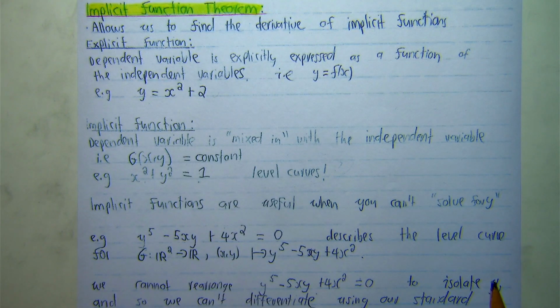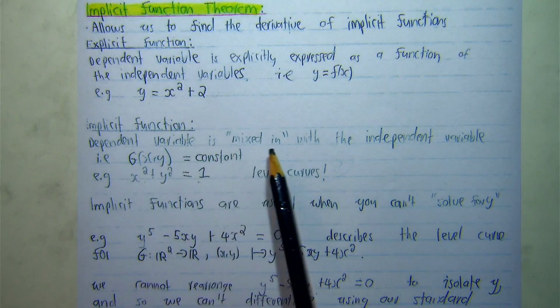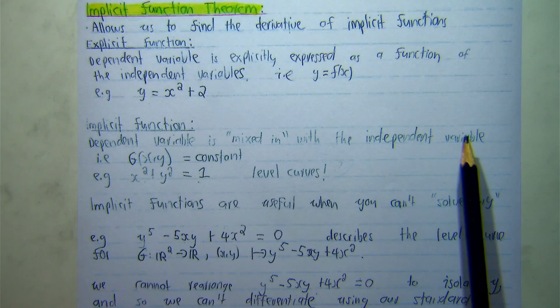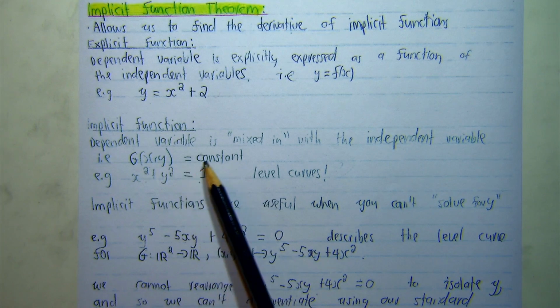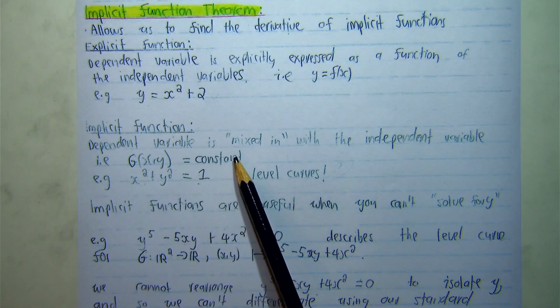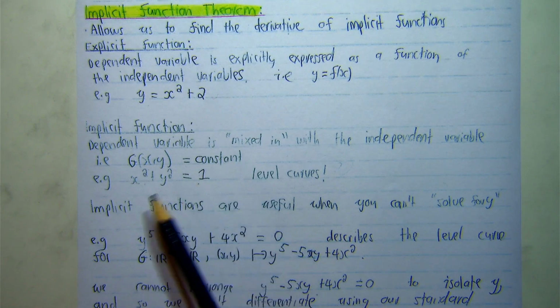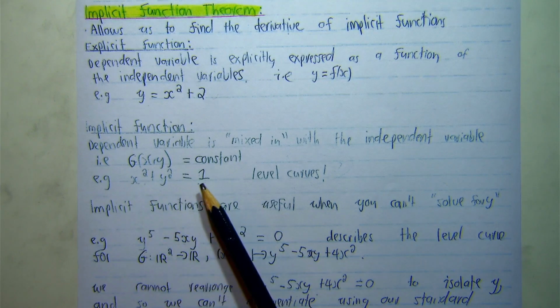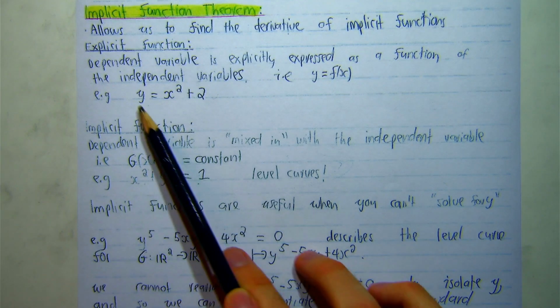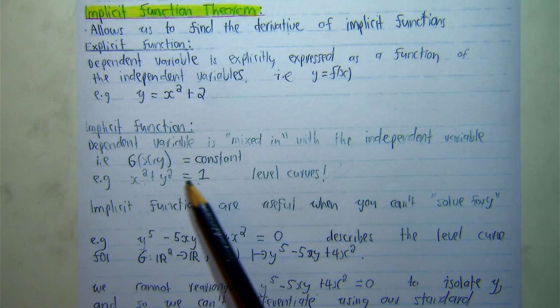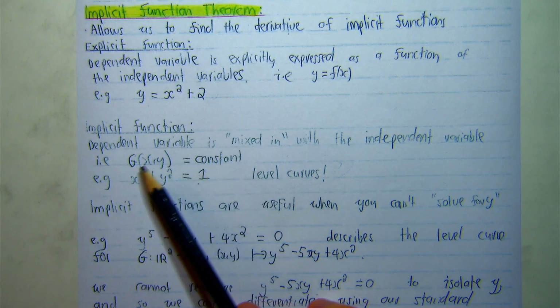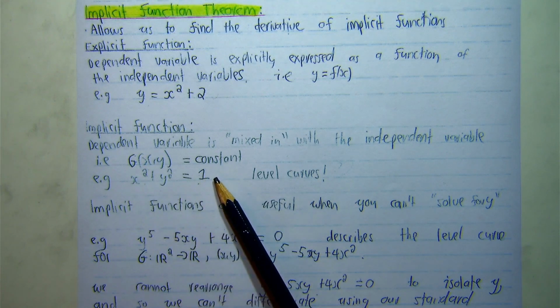Sometimes though, we only have information about the relationship between x and y based off an implicit function. In this case, the dependent variable is mixed in with the independent variable. So we've got some function in terms of x and y, and that might be equal to a constant. The most classic example of this would be a circle, where x squared plus y squared is equal to 1. There's no direct rule where y is equal to some function of x. It's x squared plus y squared equal to 1, and any points that satisfy this equation give us a circle with radius 1.